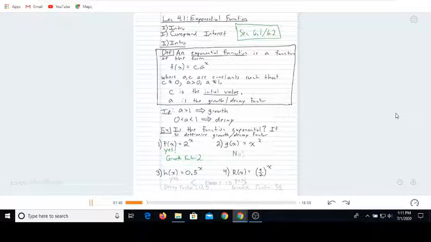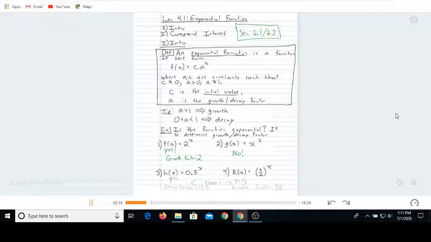Now be wary on example number 2, that is not an exponential function. That is a quadratic function. So we want to make sure we don't confuse quadratic functions with exponential functions. Their properties are very, very different. So remember, what makes an exponential function is that the variable is in the exponent's place.